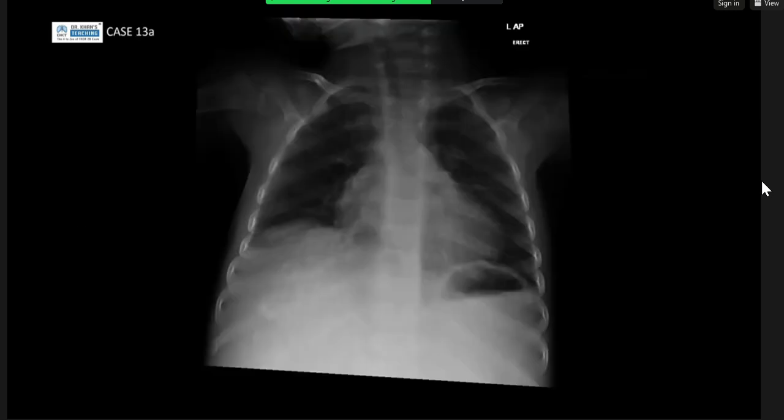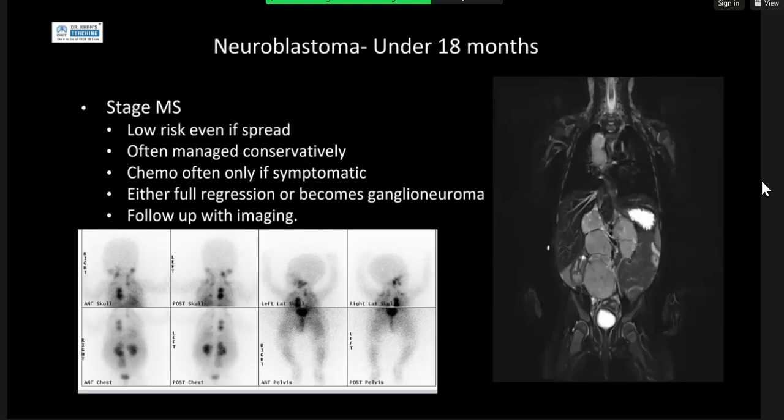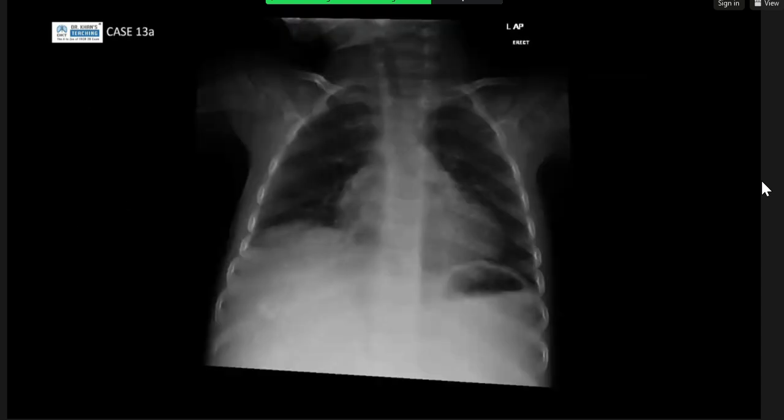I'm just going to say that the stage MS is quite important to know for exams, because they might ask you, do these patients need any treatment and things like that. So it's just to know that if they're under 18 months, even if it looks quite high grade, they're often managed conservatively. Okay, it's an important point. Just remember that. We'll come back to that when you do a bit of summary. Okay, next case.